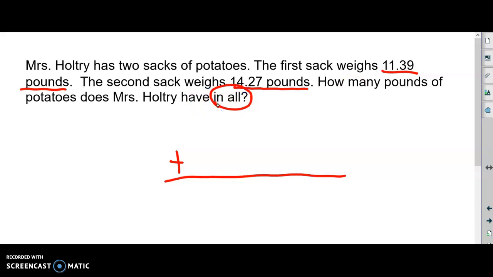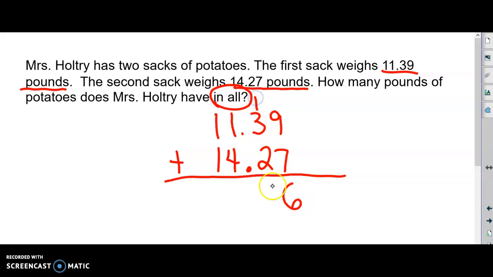So in all means we're going to add. Because it's addition, it doesn't matter which one's on top. We just need to have those decimal points lined up. So the 14 is going to go under the 11, decimal point 27. And then we're going to add.